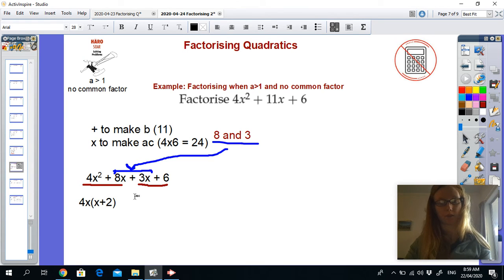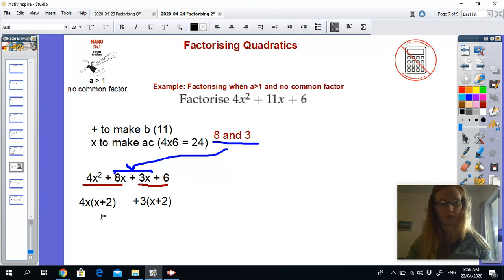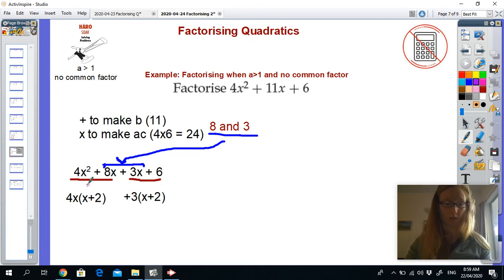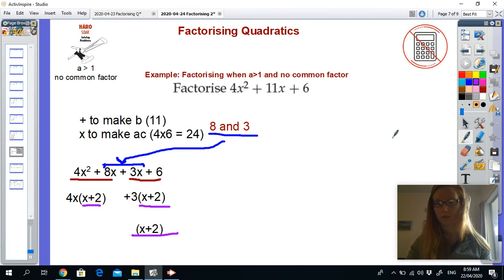And then I'm going to do the same thing with these 2 separately. Their common factor is 3. And that also factorizes to x plus 2. And that should always happen. You should always find a common bracket when you factorize by grouping. Then you can take that common bracket. That common bracket is going to be one of your brackets when you factorize. The other bracket is going to be made up of the other things that surround it. So in this case, it's 4x plus 3.